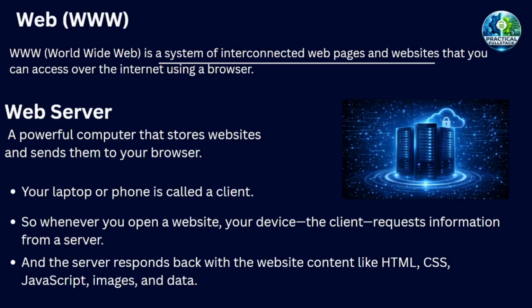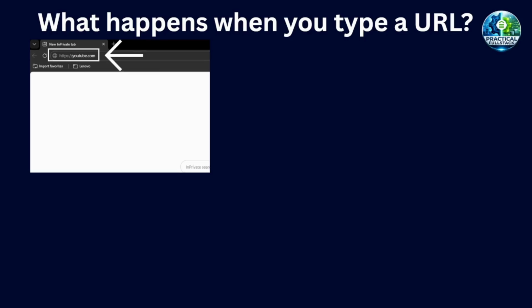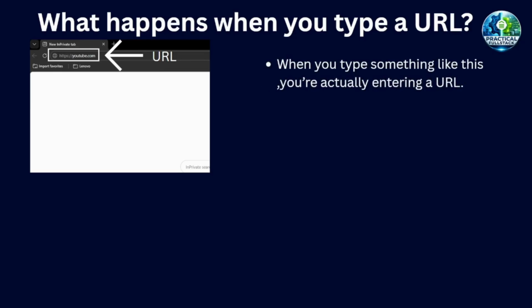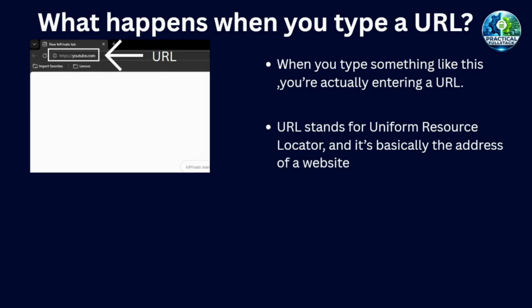But all of this happens only after you type something in the browser. So what exactly are you typing? When you type something like this in the address bar of a browser, you're actually entering a URL. URL stands for Uniform Resource Locator. In simple words, it's the address of a resource on the internet.